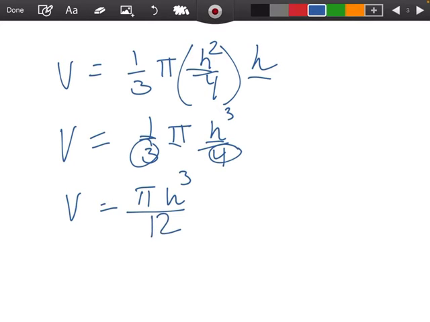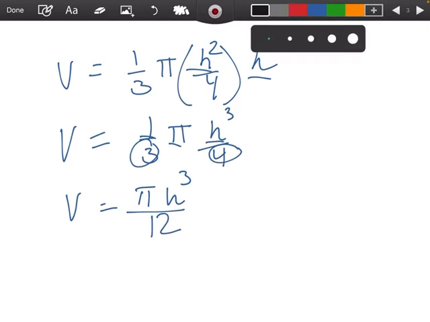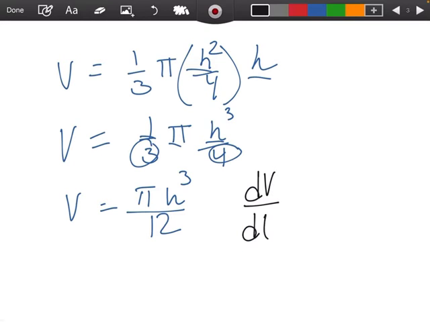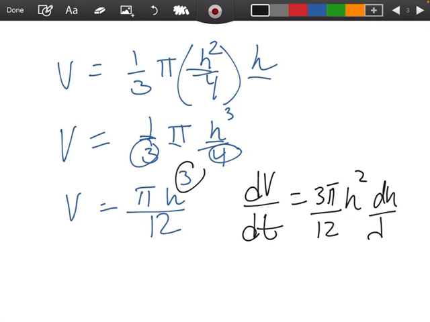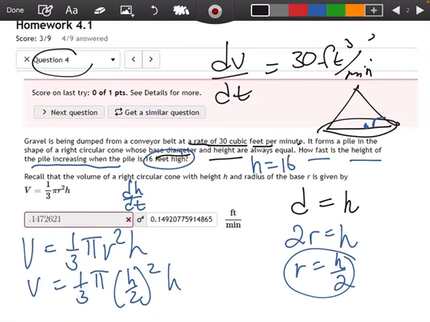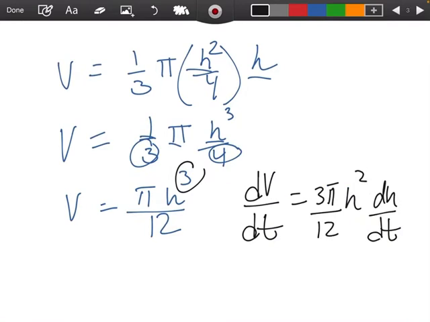Now let's start taking some derivatives. If I take the derivative on both sides, dV/dt equals, that 3 is going to come down, with a pi over 12, h squared, and dH/dt. Now, we know some pieces of info already. We know our dV/dt is 30. So right here, y'all, I'm going to put 30 equals, reduced a little bit, pi over 4 times h.